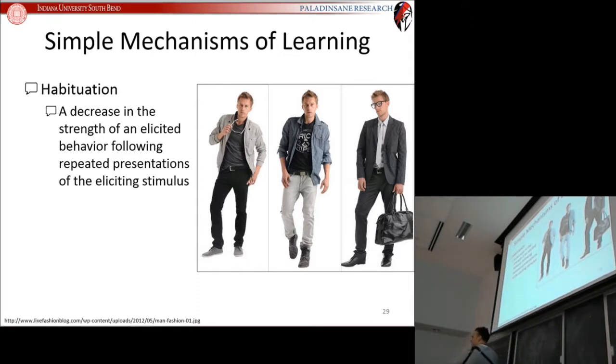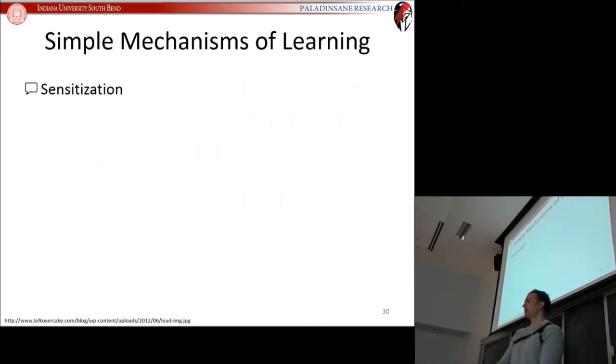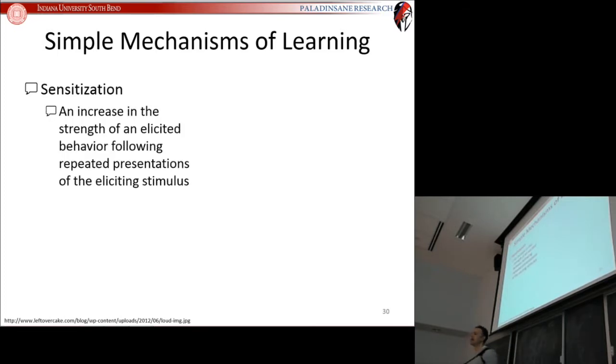Habituation has an opposite process, a flip side to it, and that is called sensitization. And sensitization, like I said, is the opposite of habituation. That's where, through repeated presentations of a stimulus, your response actually increases. So your elicited behavior gets stronger, gets more intense, the more you are exposed to a particular stimulus.